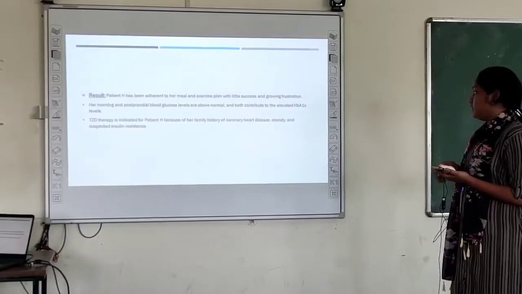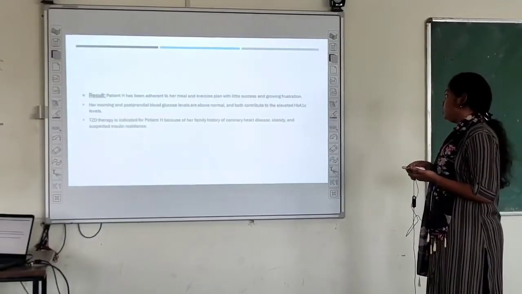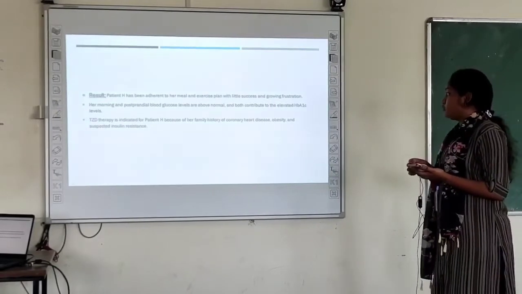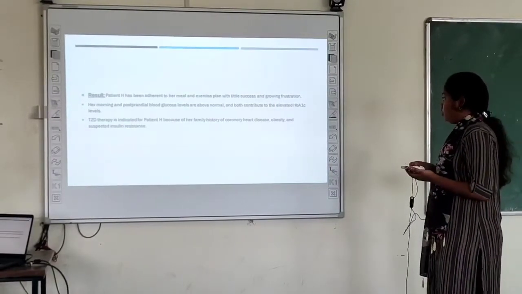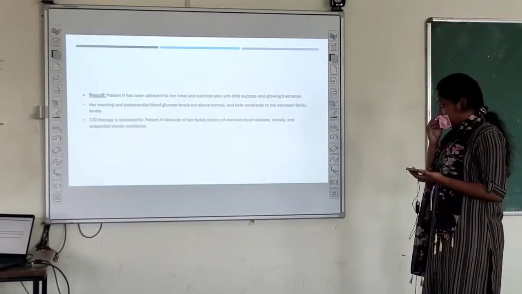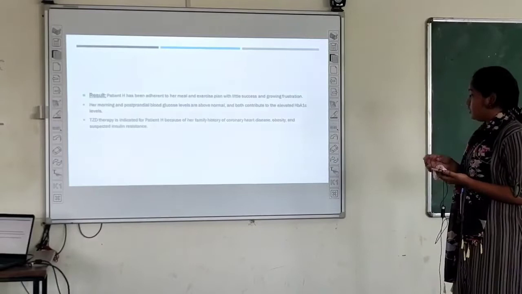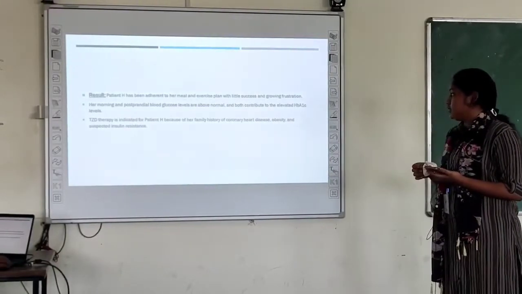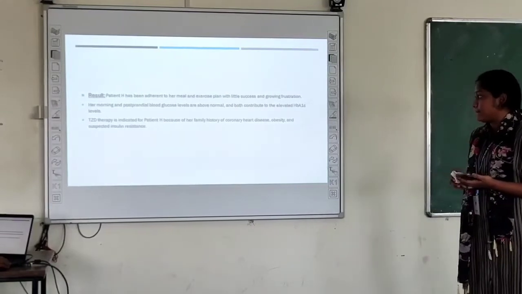Patient has been adherent to her meal and exercise plan with little success and growing frustration. Her morning and postprandial blood glucose levels are above normal and both contribute to the elevated HbA1c levels. TZD therapy is indicated for the patient because of her family history of coronary heart disease, obesity and suspected insulin resistance.